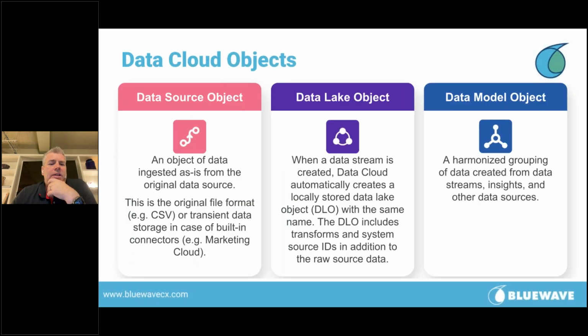Just to go through some of the objects, because as I say, Cosmin will be touching on all of these as we go through. So data source object: an object of data ingested as is from the original source. So again, we'll see how that's done. Original file format, such as a CSV, pulled in. When a data stream is then created, we pull in your data from your data source. We automatically create a data lake object then. And then we can do a small bit of transformation as we create that data lake object. And then we take that data lake object and map it to our data model object.